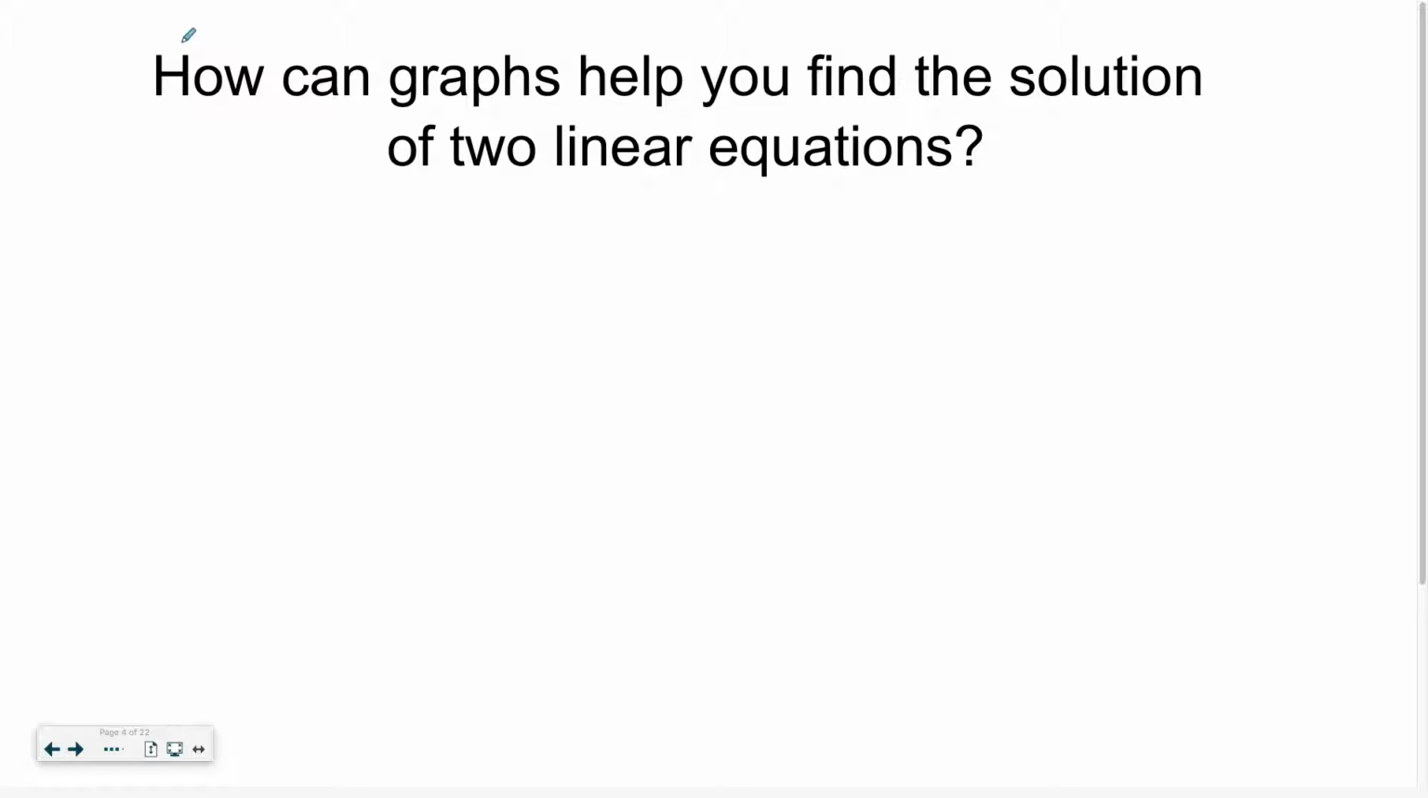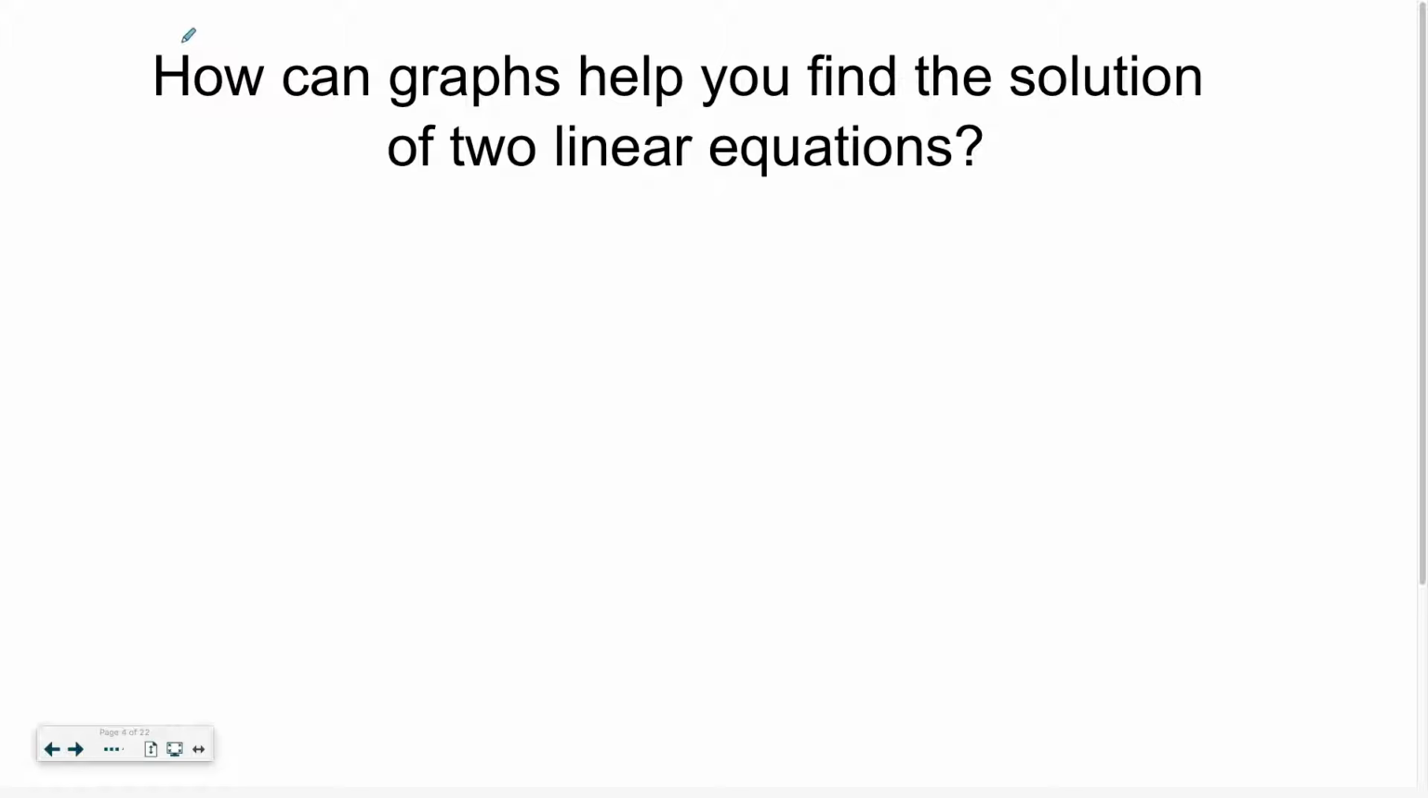When you did that poster the other day, it's probably like a week or so ago, you compared, remember, it was like the taxi service and the shuttle service, and a lot of you saw the two relationships graphed together. So how can they help you? How do you find the solution on just one equation?